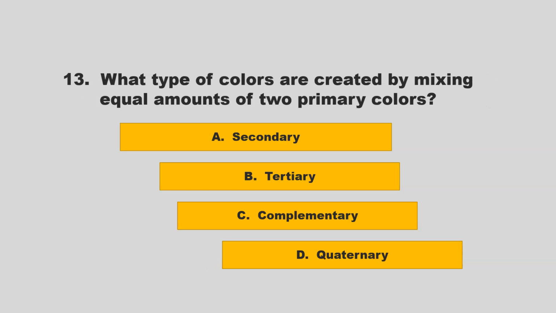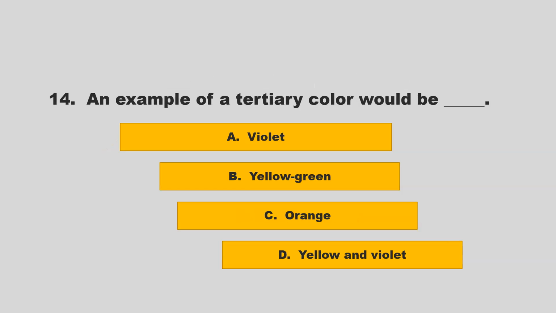What type of colors are created by mixing equal amounts of two primary colors? Is it secondary, tertiary, complementary, or quaternary? If you chose A, secondary, you are correct.